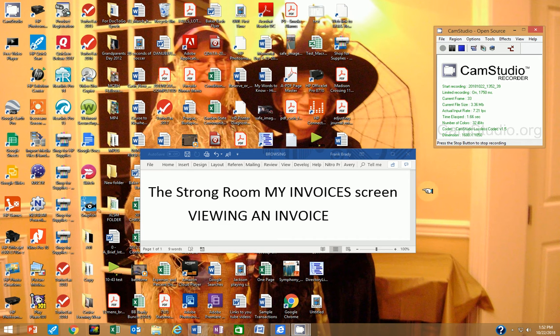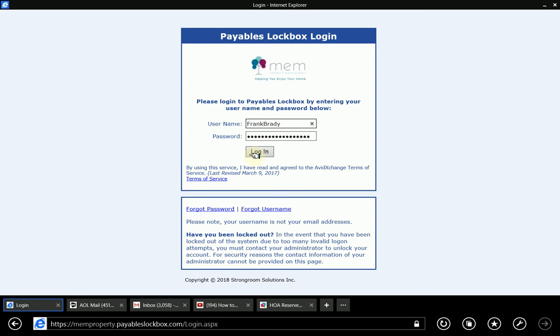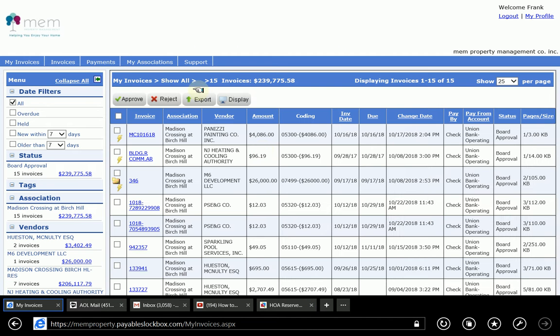Here we are again, looking at the Strong Room My Invoices screen. Today, let's take a look at how to view an invoice. Logging in. Here's the My Invoices screen, which shows 15 invoices.